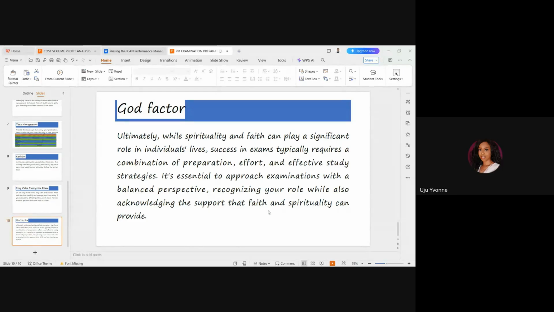Please, does Apex have a physical presence, or is it just online? Yes, it's just online. They used to have a physical presence in Lagos, but for now, it's just online. Okay, just online.